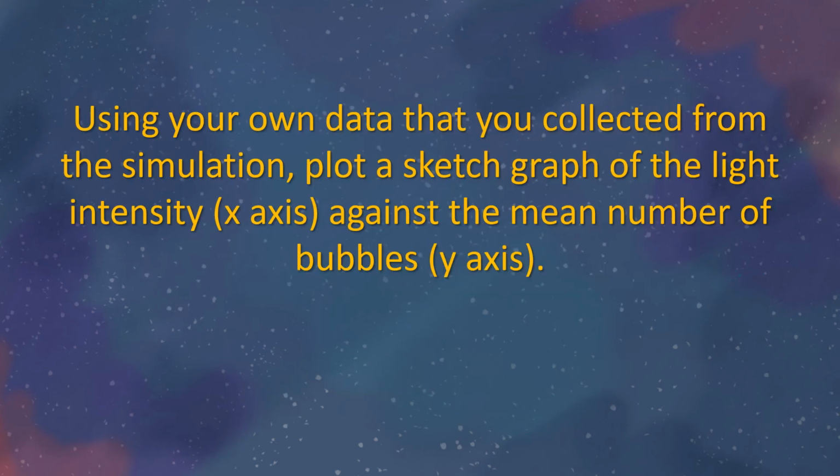So using your own data that you collected from the simulation, plot a sketch graph of the light intensity against the mean number of bubbles. So try and do that graph, please. I know that you probably don't have graph paper at home, so that is why it's a sketch graph. So just do it as best as you can. It doesn't need to be entirely accurate because you can't make an entirely accurate graph on lined or plain paper, but just do your best, please.